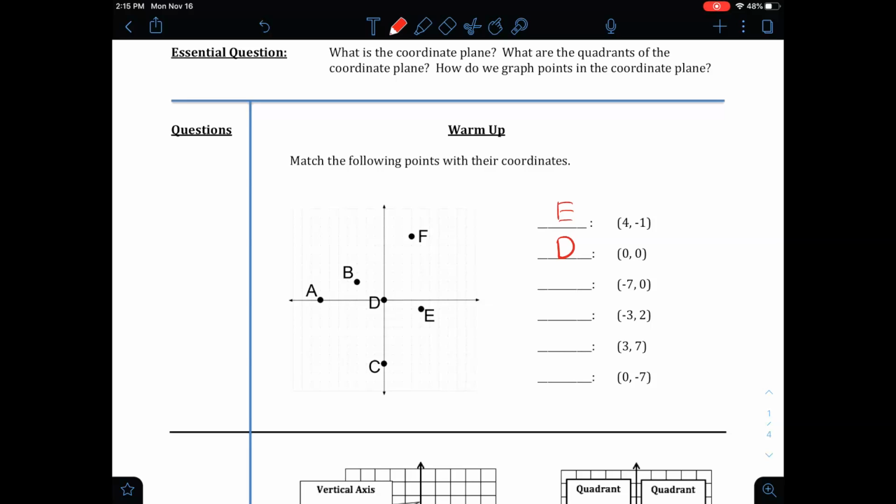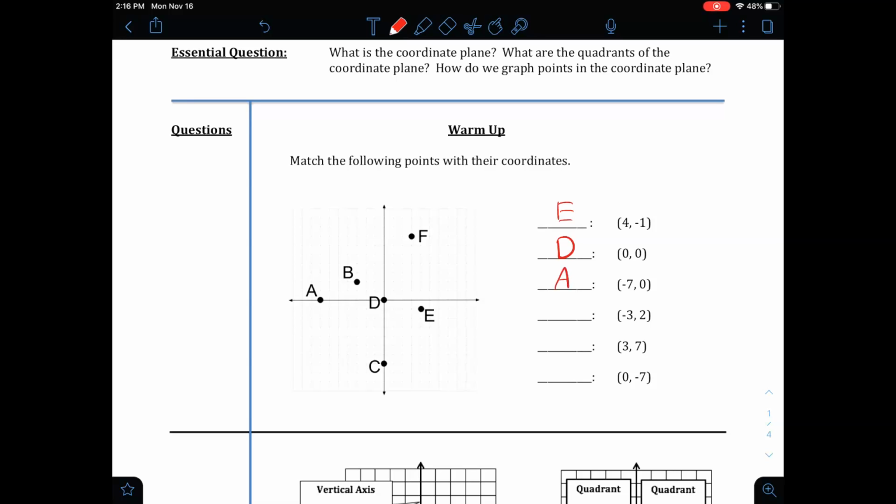-7, 0. So this one's a little tricky. It's going to be either A or C. So -7, 0, does that mean go left 7 and stay on the x-axis, or does it mean go down 7 and stay on the y-axis? Well, the first number tells you to go left or right. The second number tells you to go up or down. So which one's it going to be? For -7, is that left 7 or down 7? That is left 7, so our answer is actually going to be A.